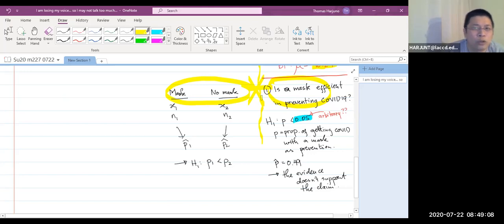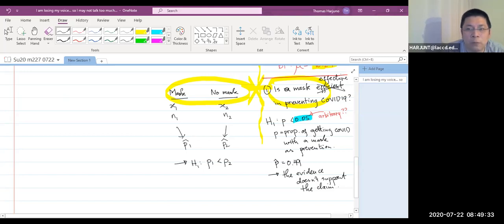Okay, I think the word should be not efficient, but effective. Not effective, but efficient. Effective. The word's supposed to be that. Is a mask effective in preventing COVID-19? The answer is no. But is a mask more effective in preventing COVID-19 compared to no mask? The answer is yes.